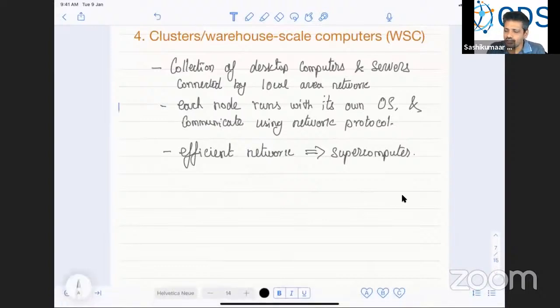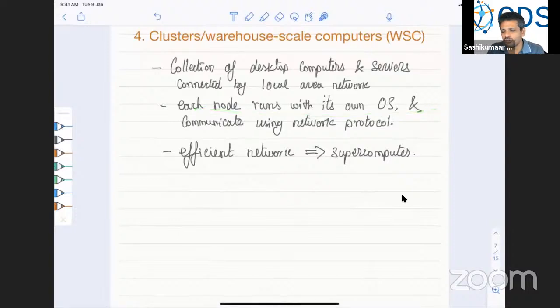Each node runs its own operating system. This is the difference: each node runs its own operating system and communicates using a network protocol. It all depends. For the scientific community, what we really need is a fast, efficient network, which means that we are talking about the supercomputer.